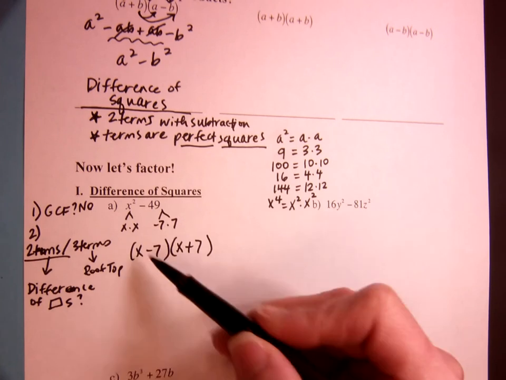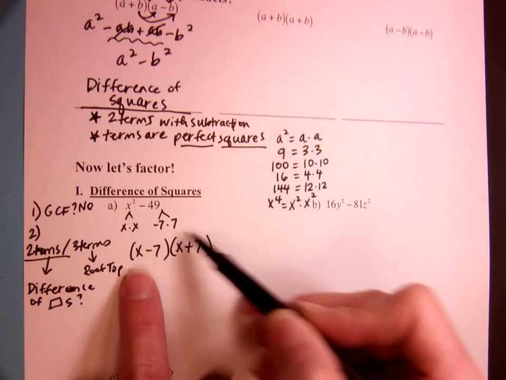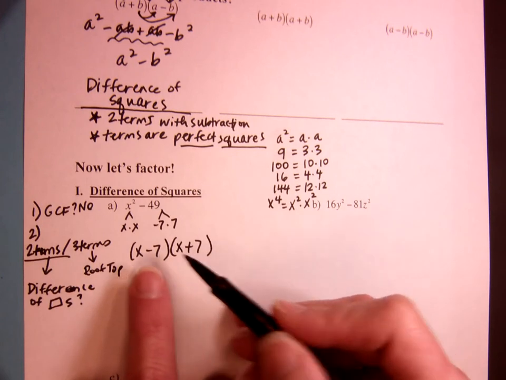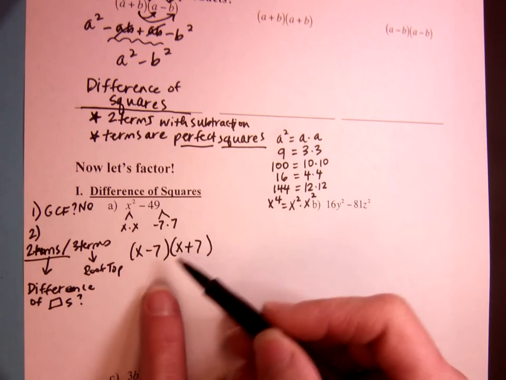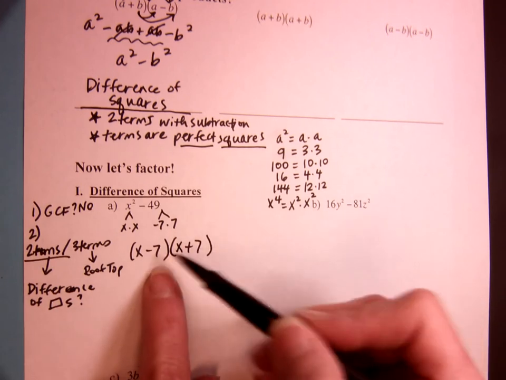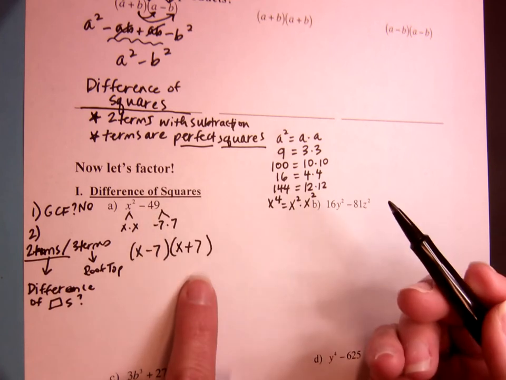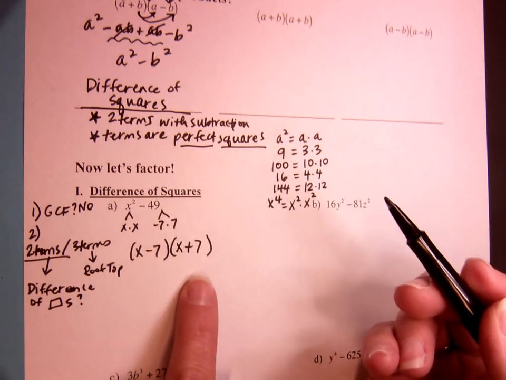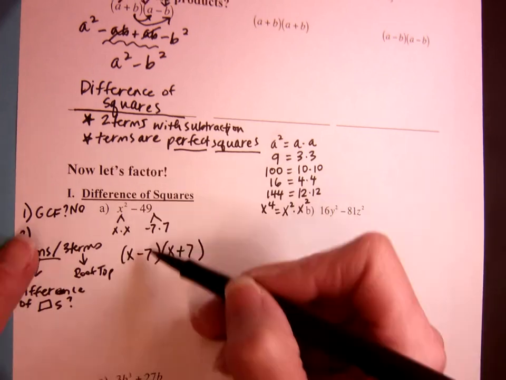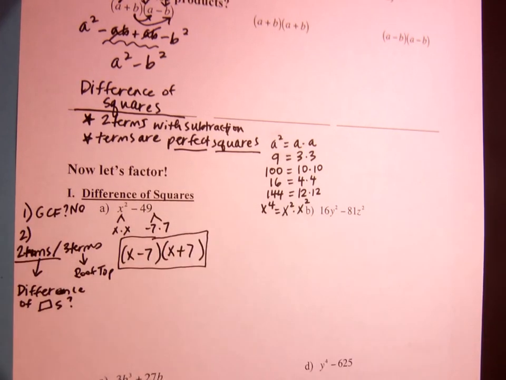Because remember, if you were to check it, x times x would give you x squared. X times 7 would give you 7x. Negative 7 times x would give you negative 7x, and those two terms would cancel out. And then negative 7 times positive 7 is your negative 49. Do you see how that works? Okay. So the difference of squares gives you that kind of an answer.